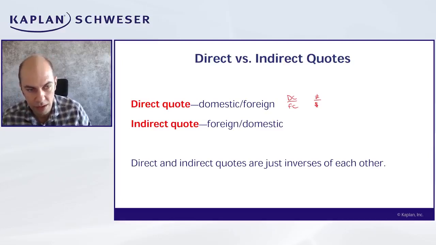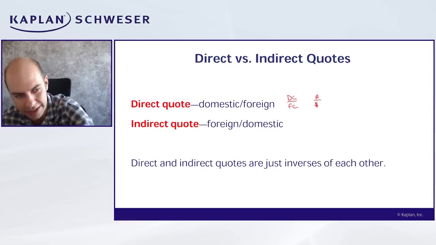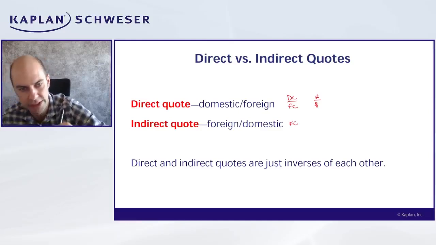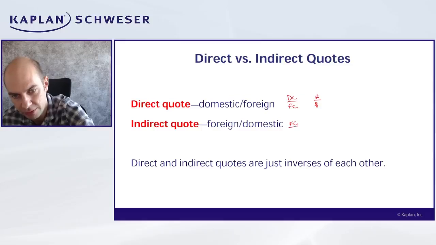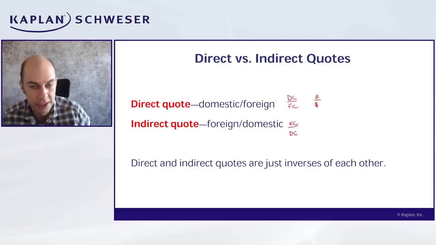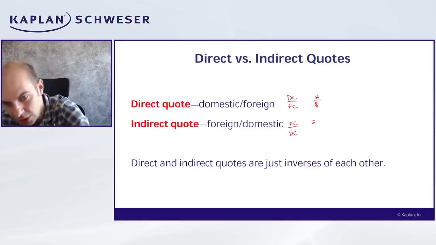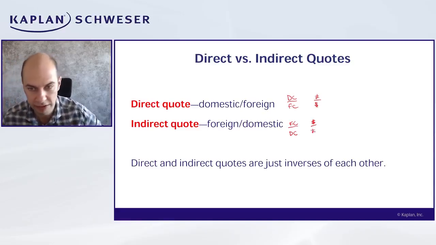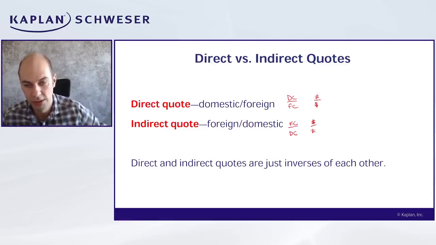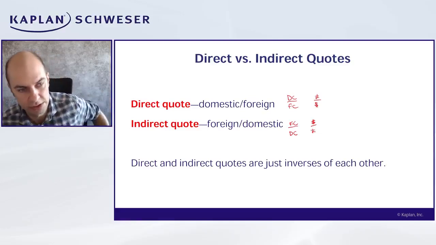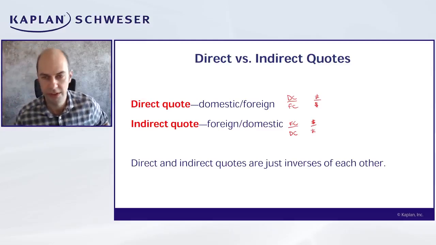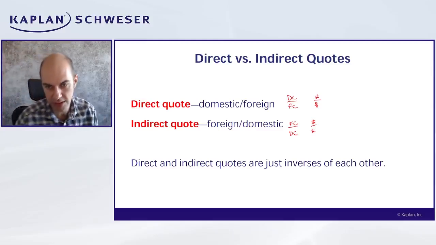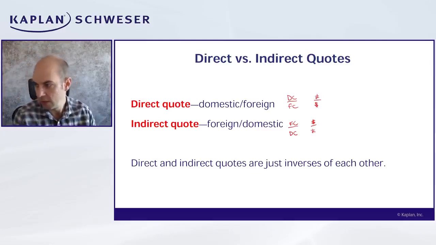Now, if I wanted this quoted indirectly, then I want foreign currency in the numerator and domestic currency in the denominator. So for me, the dollar is the foreign, so it's going to be dollar over pound. From my point of view, that'll be an indirect quote. Now, if you were based in America, of course, the whole argument reverses, because for you the pound is the foreign currency.